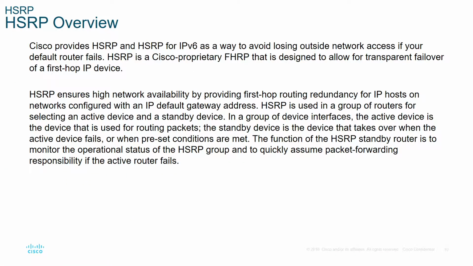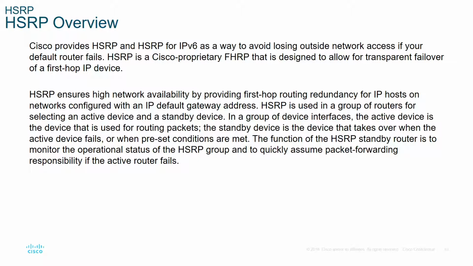HSRP, Hot Standby Redundancy Protocol. Overview. Cisco provides HSRP and HSRP for IP version 6 as a way to avoid losing outside network access if your default router fails. HSRP is a Cisco proprietary FHRP that is designed to allow for transparent failover of a first hop IP device. Hot Standby Redundancy Protocol ensures high network availability by providing first hop routing redundancy for IP hosts on networks configured with an IP default gateway address.